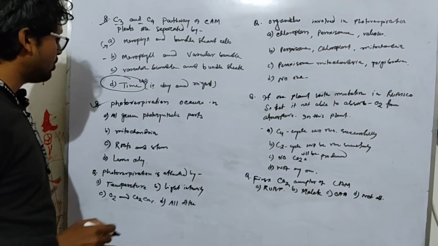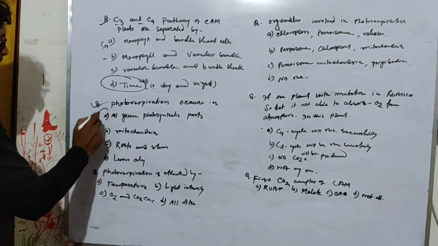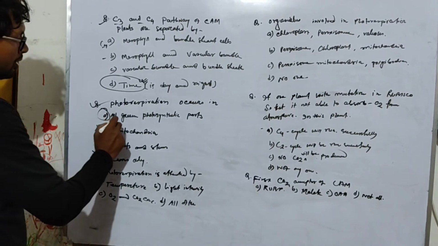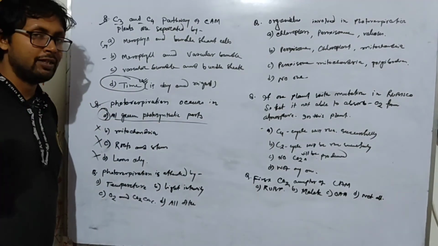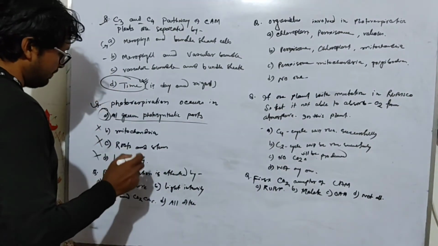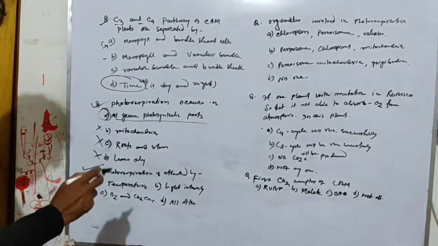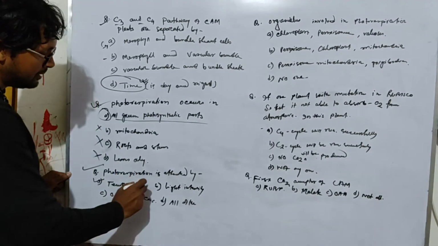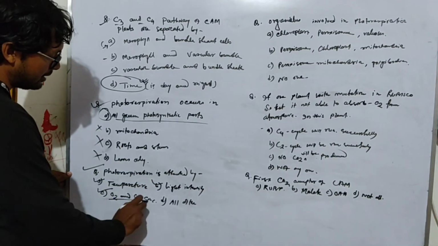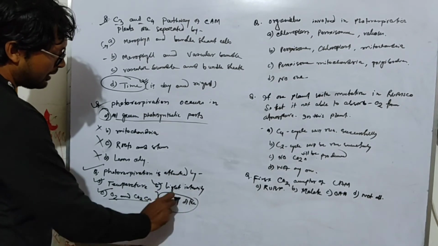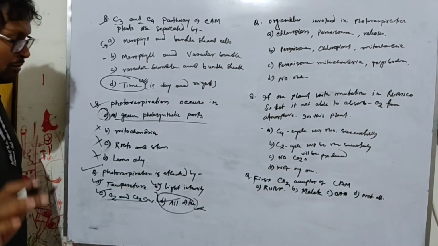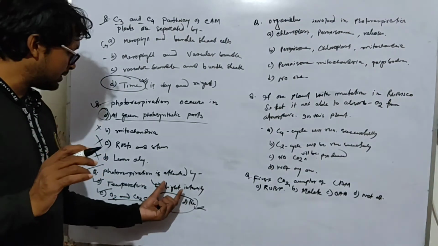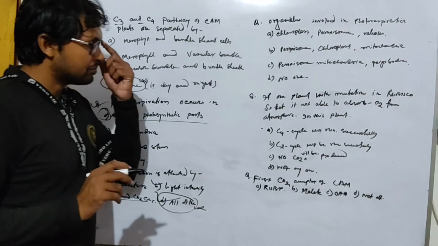Photorespiration occurs in all green photosynthetic parts, or mitochondria only, or roots and stems and leaves only. So photorespiration can occur in all green photosynthetic parts in C3 plants. Now, photorespiration is affected by what? Temperature, light intensity, oxygen and carbon dioxide concentration, or all of the above. So the answer is all of the above. Photorespiration is highly affected by oxygen and carbon dioxide concentration, light intensity, as well as temperature.